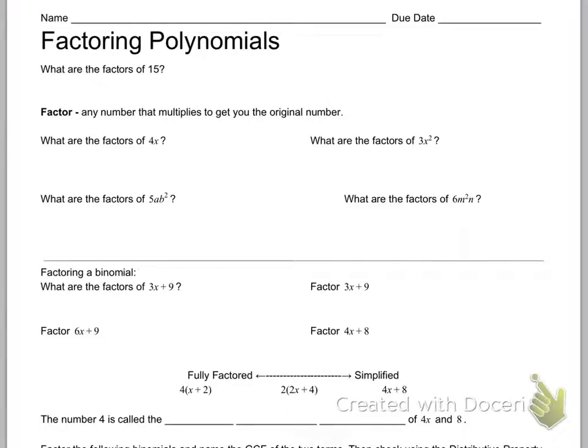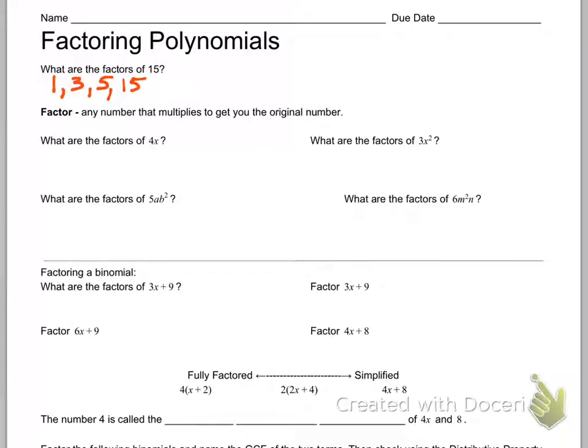Hey everyone, today we're going to learn about factoring some simple polynomials. First thing I'd like to ask you is, what are the factors of 15? And you notice that they're 1, 3, 5, and 15, and you should also notice that they come in pairs.